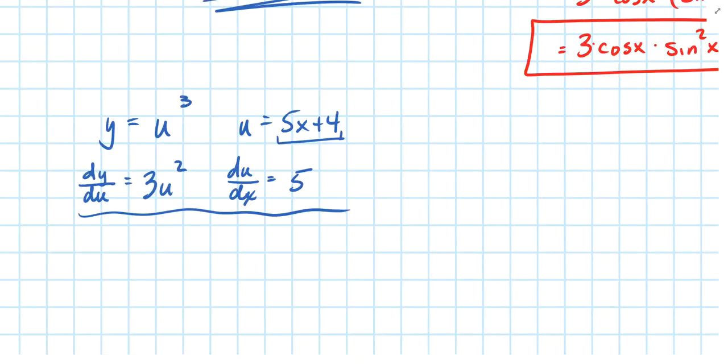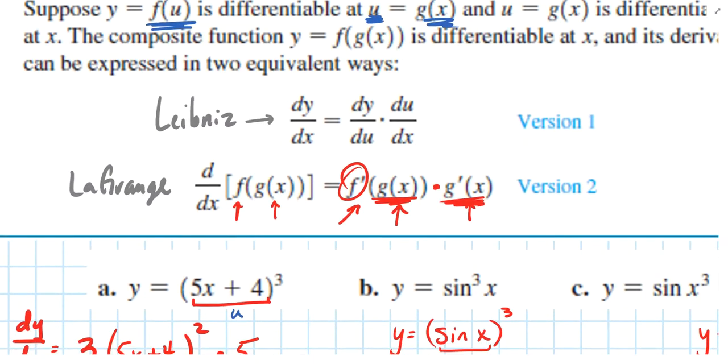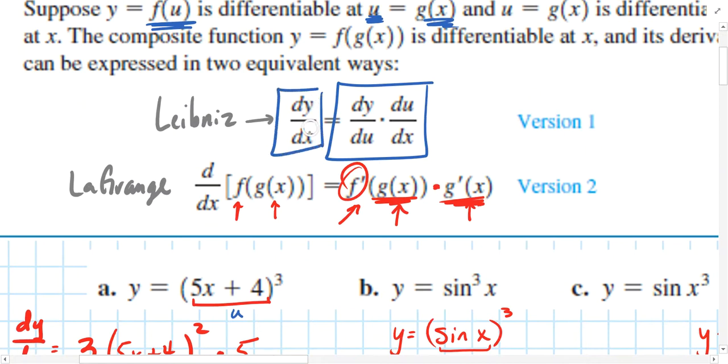And I think I forgot to press record there, so let me just back up and try to catch where we left off. So the outer function, u cubed, its derivative with respect to u is 3u squared. The letter u was used as our variable, so that's going to be the letter that's used in our derivative. The inner function u was 5x plus 4, and the derivative of this function with respect to the variable x is just 5.